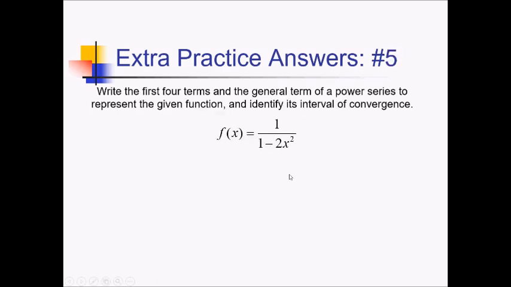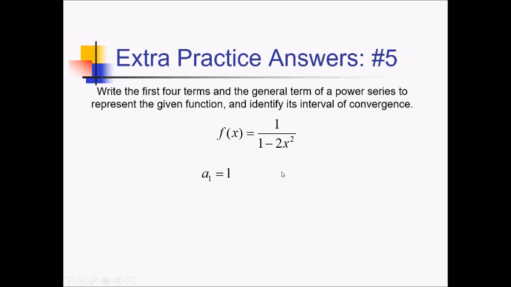For this problem, I want the first 4 terms and general term of a power series to represent this function, and then I want the interval of convergence. So since this is in infinite geometric sum form here, let me start by getting my a1 value and my common ratio. a1 is going to be whatever the numerator of all this is, which is just going to be 1. So that's the first term of my geometric series.